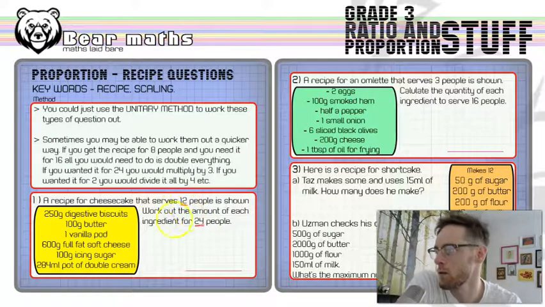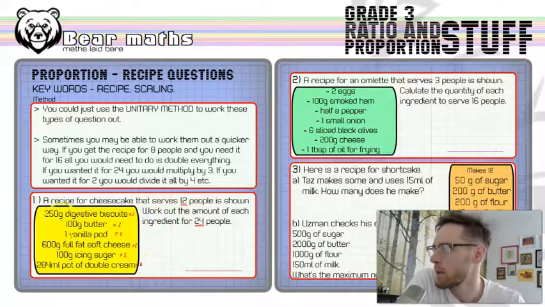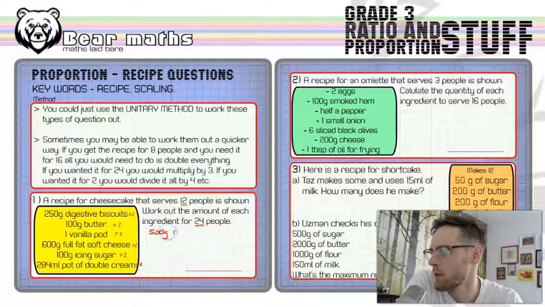That's quite nice. So all we're doing is multiplying each of these ingredients by 2. Okay, so times by 2, times by 2, times by 2, times by 2, times by 2, all of them need to be times by 2. We're scaling them up. So that's going to be 500 grams of digestive biscuits. I'm just going to write these relatively quickly. Then 200 grams of butter and 2 vanilla pods.